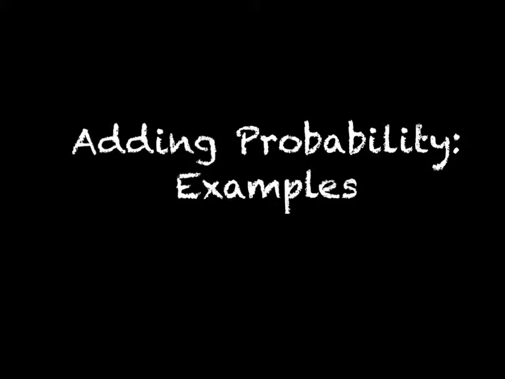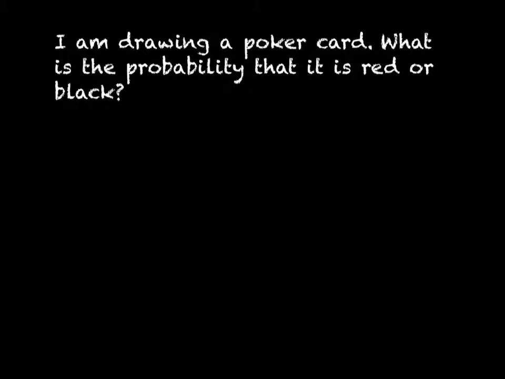This lesson will show examples with adding probabilities. Let's say I am drawing a poker card. What is the probability that it is red or black? So the first thing we have to determine is whether or not these two events are mutually exclusive. Can these events happen at the same time?